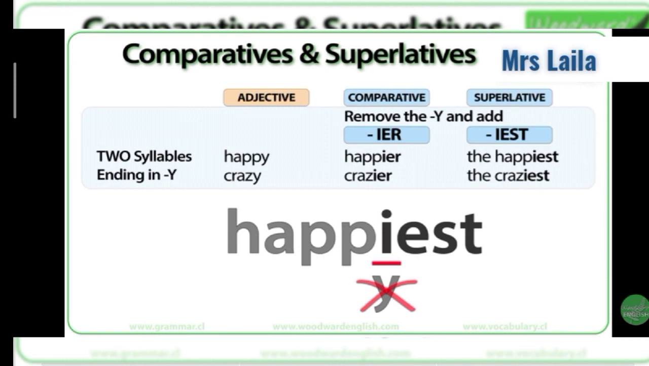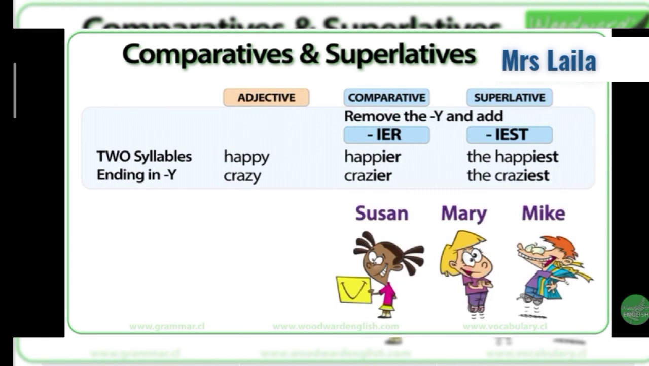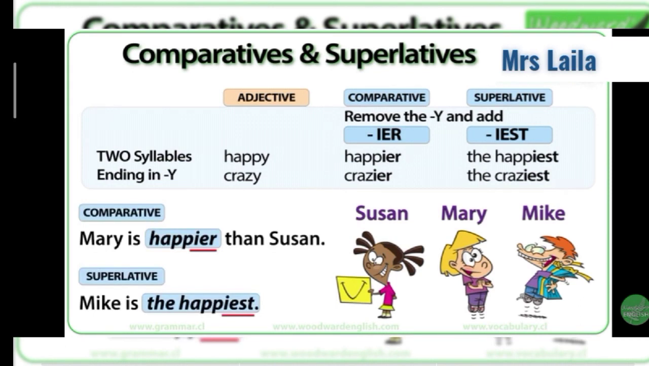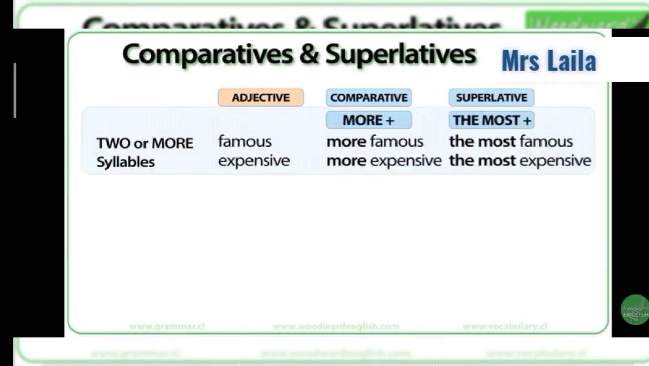And here we have three children: Susan, Mary, and Mike. How can we compare these three children using the comparative adjectives happy, happier? Mary is happier than Susan. Mike is the happiest.